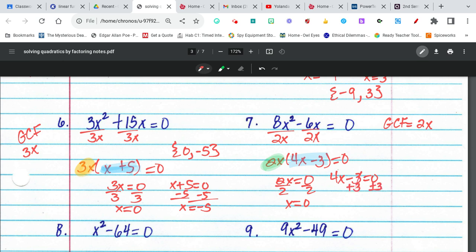This one is a basic two-step equation. So I'm just going to add 3 to both sides. I get 4x equal to 3. I'm going to divide both sides by 4. And one of my x-intercepts is 3/4. So 0 and 3/4, those are my two intercepts, guys.